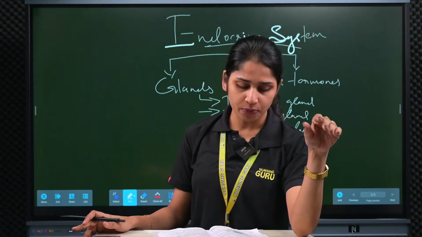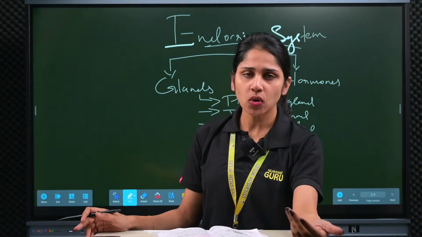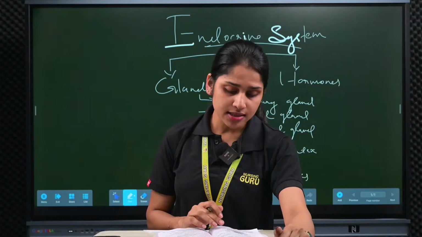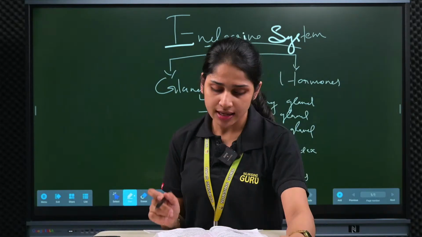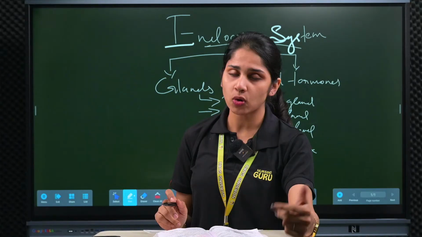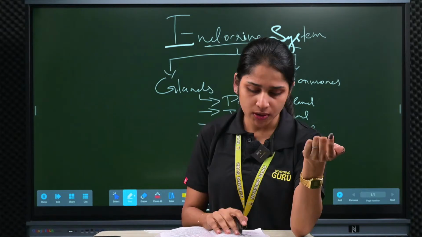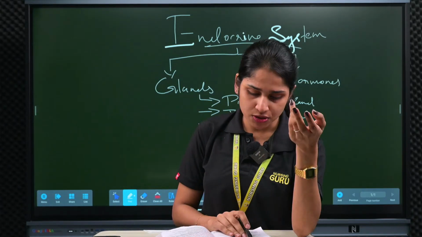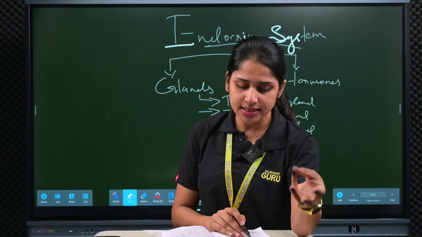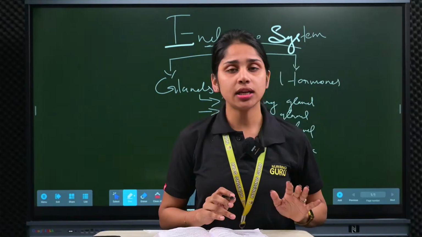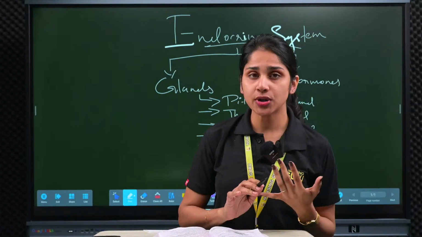The first one is pars distalis. So what is pars distalis? It is the largest portion and produces hormones. What are the hormones? Growth hormone, prolactin, thyroid stimulating hormone, adrenocorticotropic hormone, luteinizing hormone and follicle stimulating hormone. These are all the hormones produced by the pars distalis.